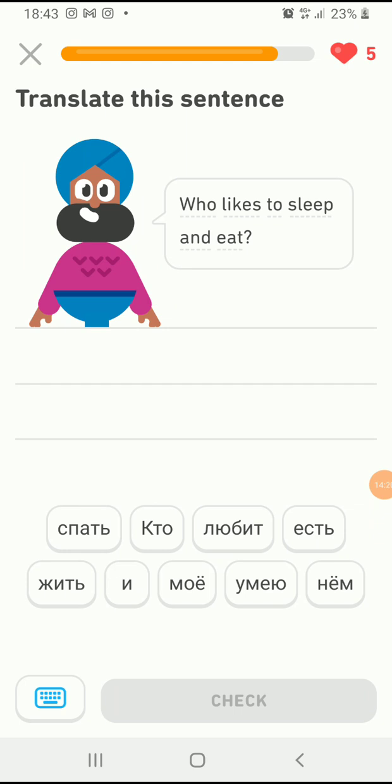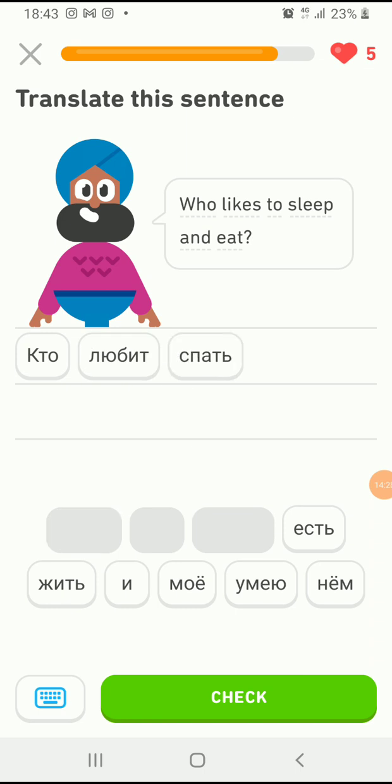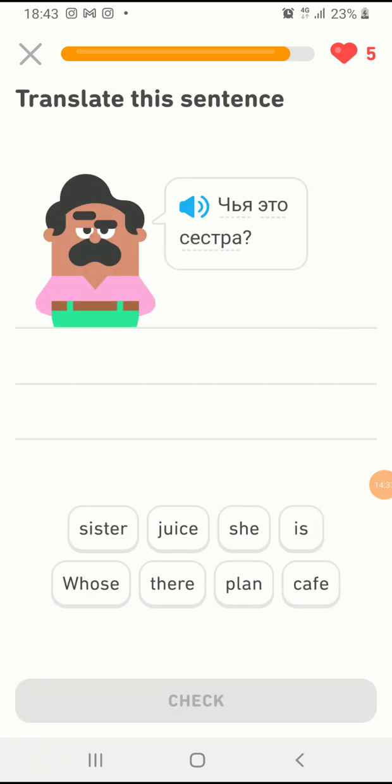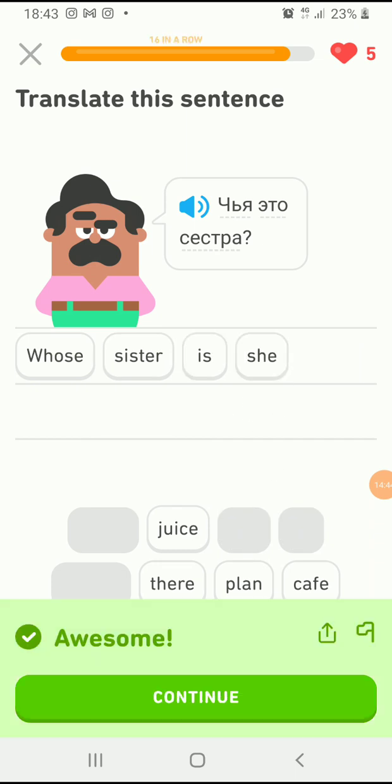So who likes to sleep and eat? So кто любит? Любит. И спать. Спать. И есть. Есть. So кто любит спать и есть? Чья это сестра? So whose sister is it? We can say it like this, because it's not an object. It is a person, and she's a female.